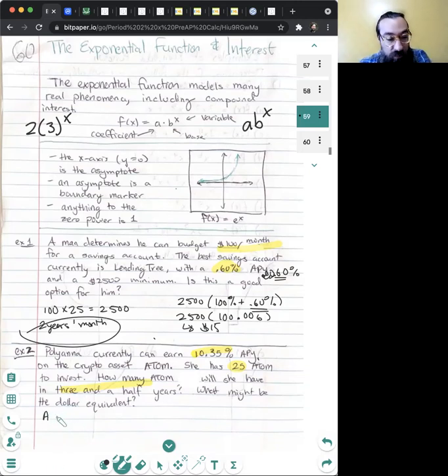So the amount in this future amount of time is going to be 25. And what is the interest rate she's going to earn? 10.35%. As a decimal, remember we moved that to the left twice, so it's going to be 0.1035. She's earning that per year. That's what APY means. And it's in 3.5 years. We can put 3.5 as our exponent.